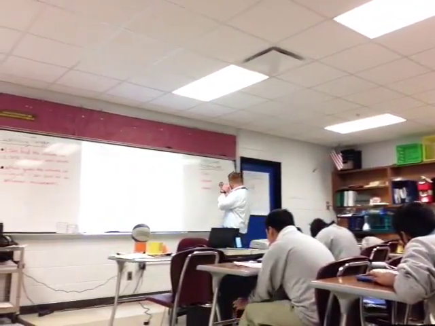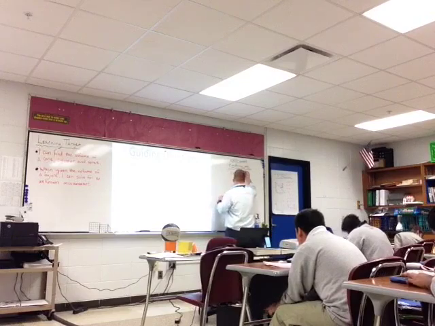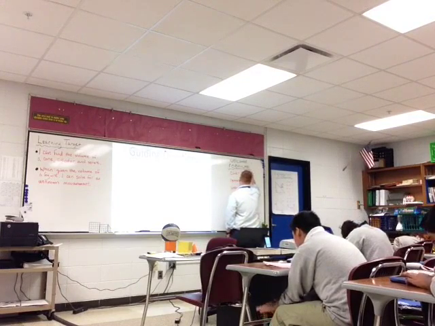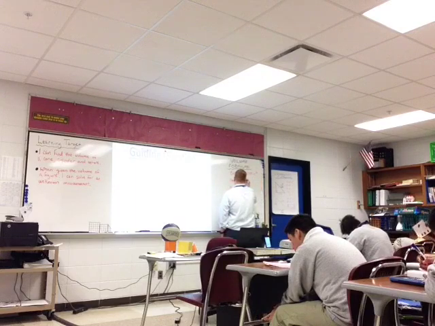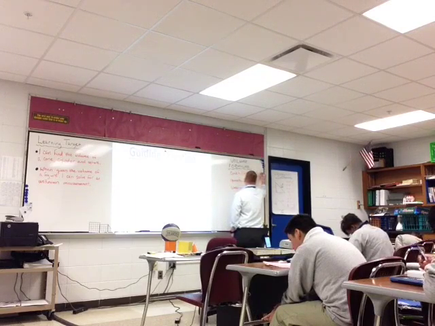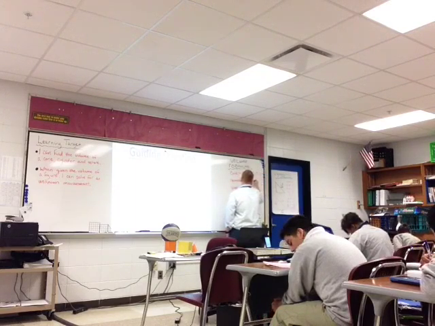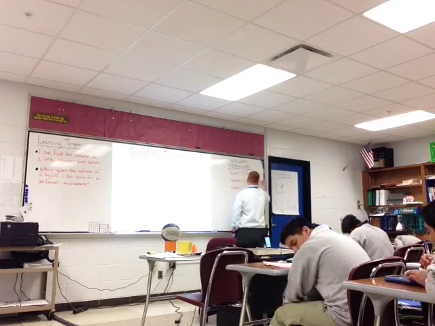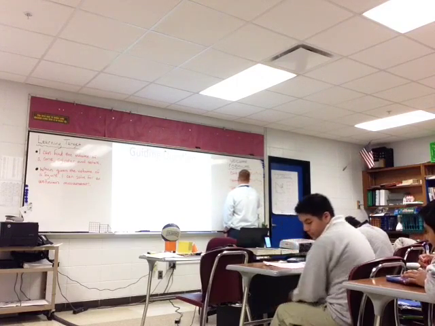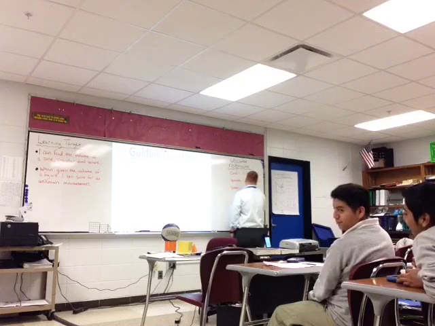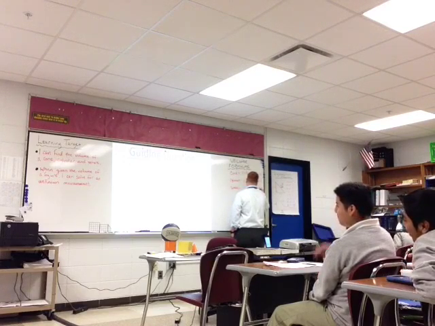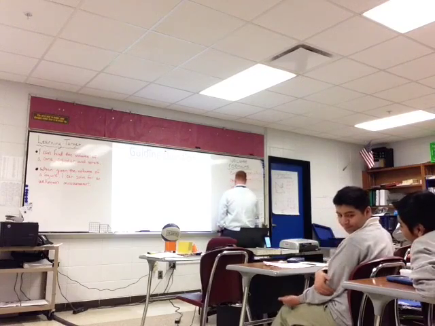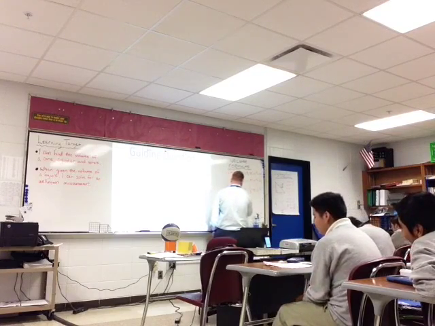In case you need them, we've got some formulas up here. Volume equals 1/3 pi r squared times height. Volume equals pi r squared times height. And volume equals 1/3 pi times r cubed.